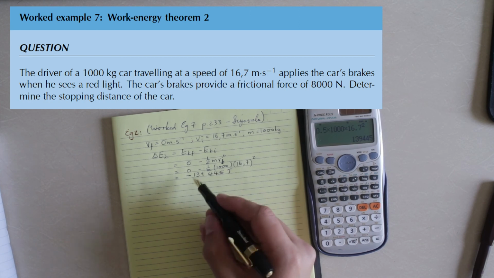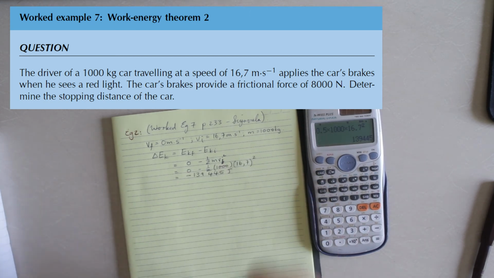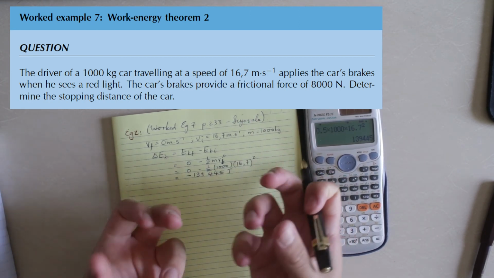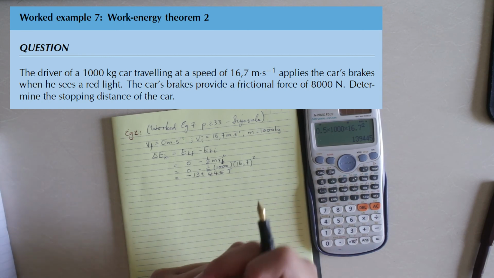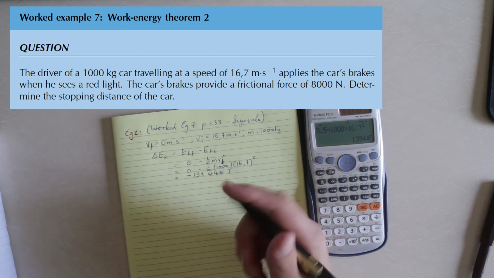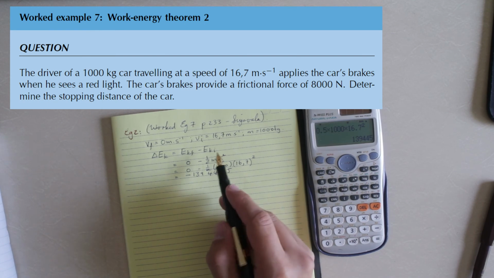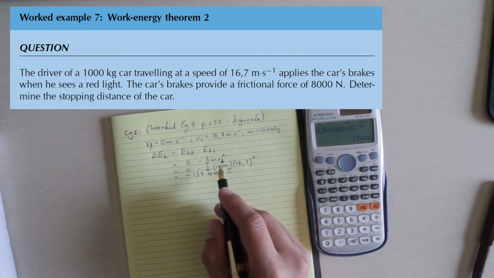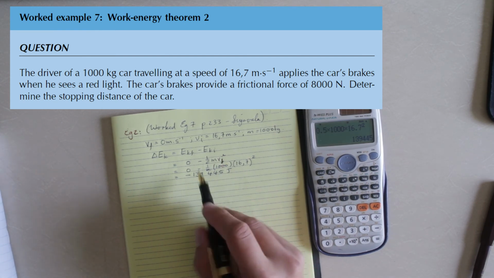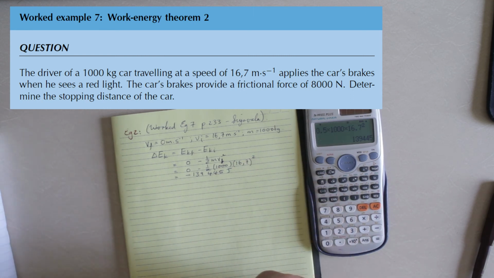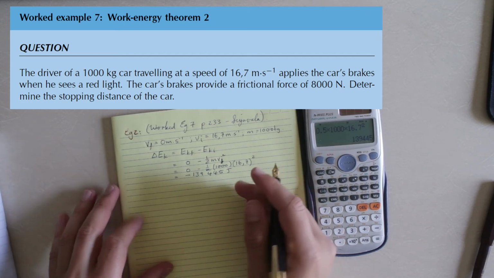Now why is it significant that we have a negative answer there? Well, in this case, the car is moving forwards. Braking always works in the opposite direction of the motion. It's going to slow down the car. So the work done by the brakes must be negative as well, and the change in kinetic energy is going to be negative as well, because it's decreasing. My kinetic energy is becoming less.